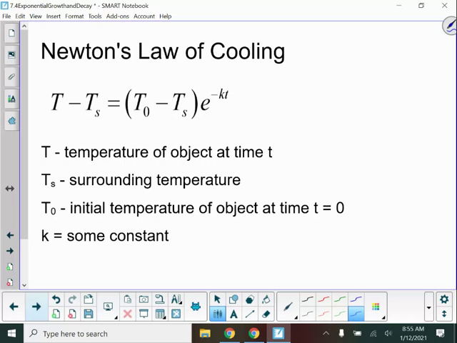T sub S is going to be the surrounding temperature. In most cases, that's going to be your room temperature. And then T sub 0 would be the initial temperature of your object at the time when t is 0. So for a human, you would assume 98.6 or 98.0, depending on which value you want to use. I know there are some questions that deal with baked potatoes coming out of an oven. So you would take the temperature of the baked potato as soon as you pull it out of the oven, or soup as soon as you remove it from the stove. Whatever that initial temperature is, that's going to be your T sub 0.